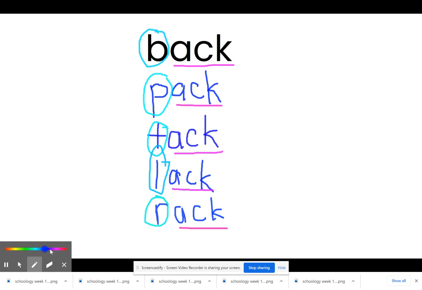So for our last one, we're going to add a blend. So we're going to put a b and an l. And then we'll go ahead and put our A-C-K. Okay, so think about the blend. Put the b and the l together. Think about what those two letters say when you blend them. And we still have our ack. Think about the word back, pack, tack, lack, rack. And you should have said black. So we used the word back to help us write and read several other words.